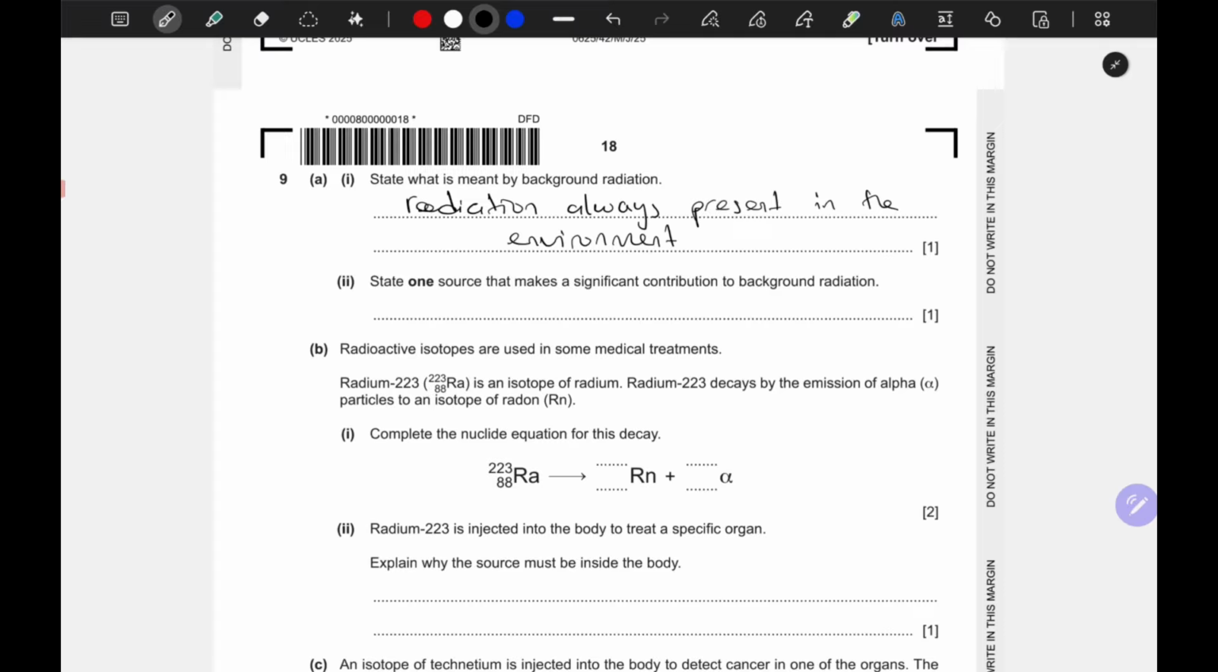Question part 2. State one source that makes a significant contribution to background radiation. One of them is radon gas.